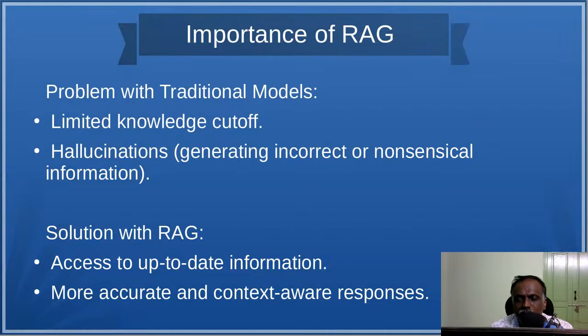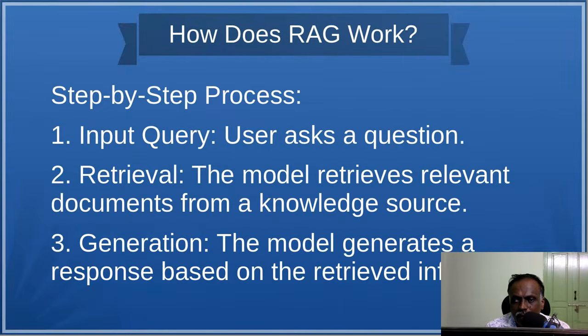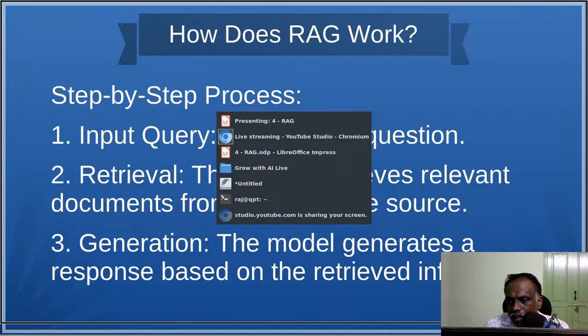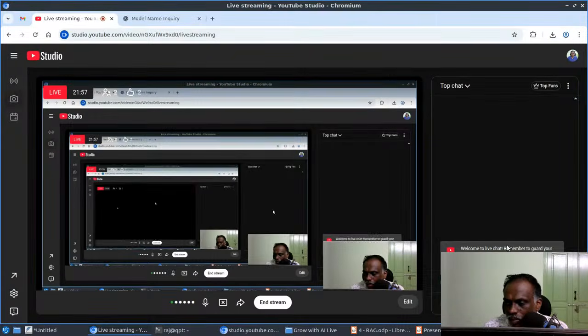So RAG is helping to solve that. Almost, a RAG can solve all these three problems. Okay, it can give access to up-to-date information, and it will give more accurate and context-aware responses. Okay, so let me explain how it's working. In the meantime, I will be checking whether any questions are there.